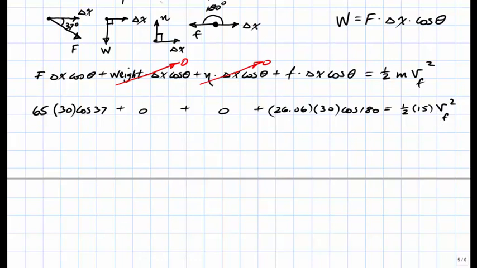Okay, so if we multiply these first terms, we get 1557. The 2 zeros don't really count. The product of these three terms equals negative, and I'll change this positive to a negative, 781.8. And by the way, the negative came from the fact that the cosine of 180 equals -1. Let's note that.